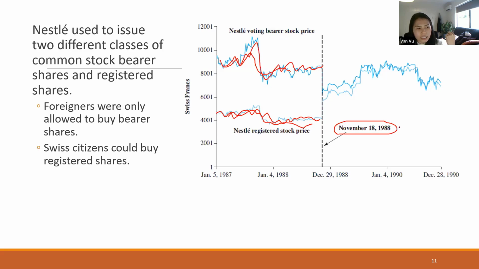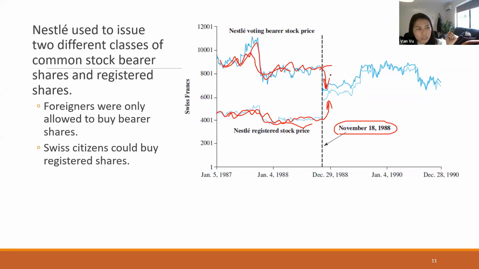Now, in November 1988, they decided to remove this regulation, meaning that the shares of Swiss companies will be traded in one class. So all investors now will be trading in one class of shares. What we observe in terms of the share price of Nestle after November 1988 was that the foreign shares started to go down and the domestic shares started to go up, as the two classes of shares converge.